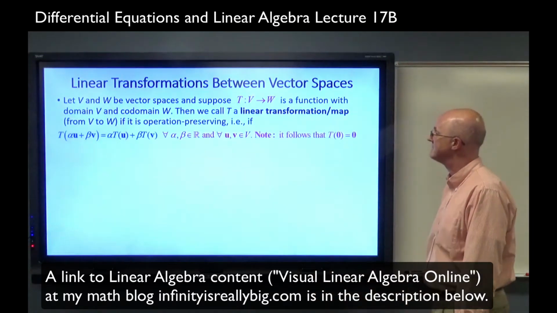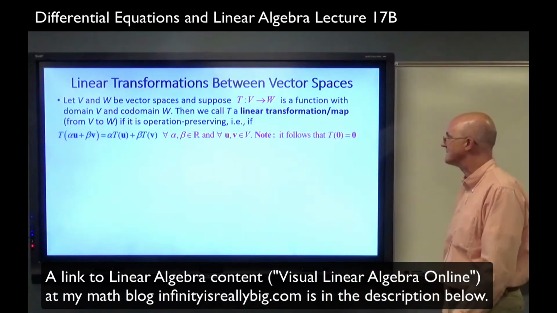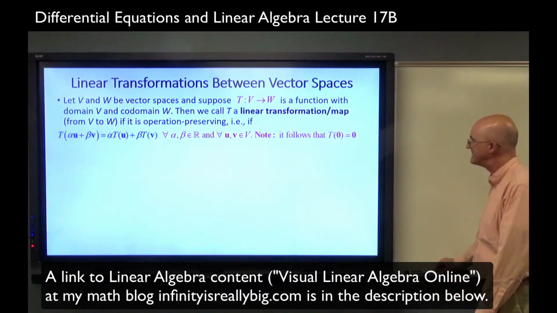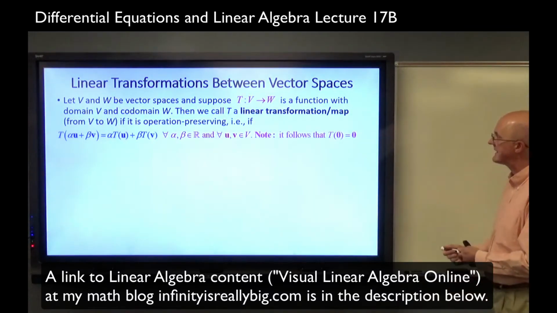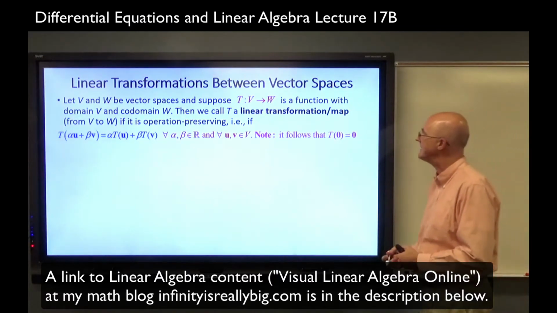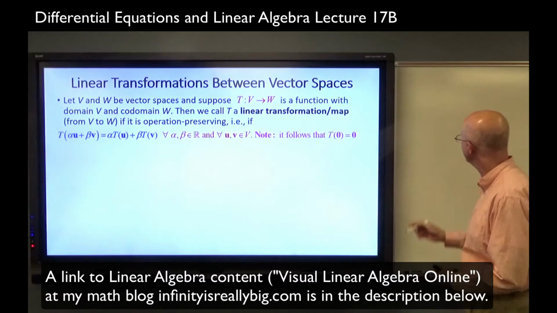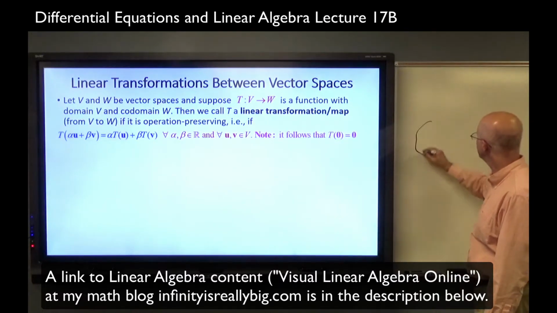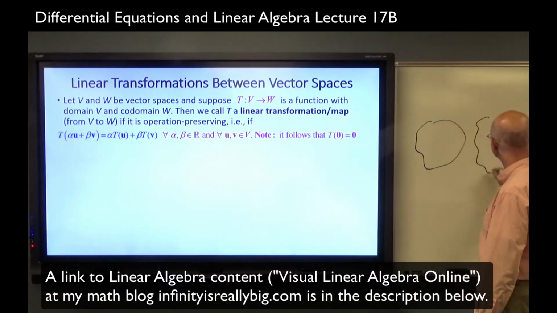T of alpha u plus beta v equals alpha T of u plus beta T of v for all, upside down A means for all, scalars alpha and beta that are real numbers, and for all vectors u and v in the vector space V. Okay? So you can draw pictures to help you imagine these things, and it's a helpful thing to do.